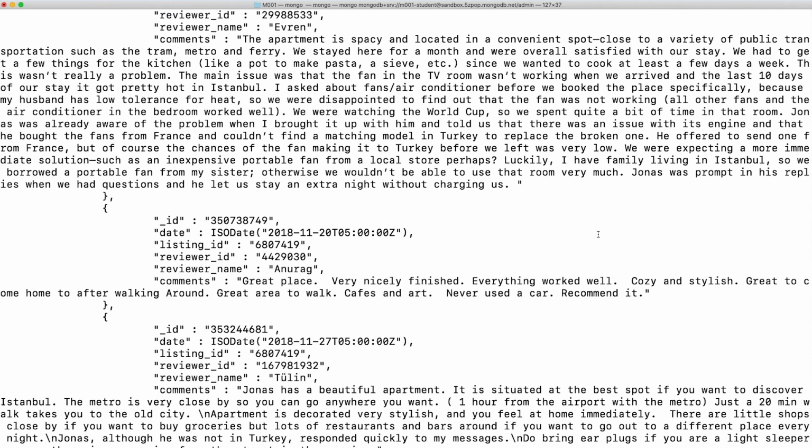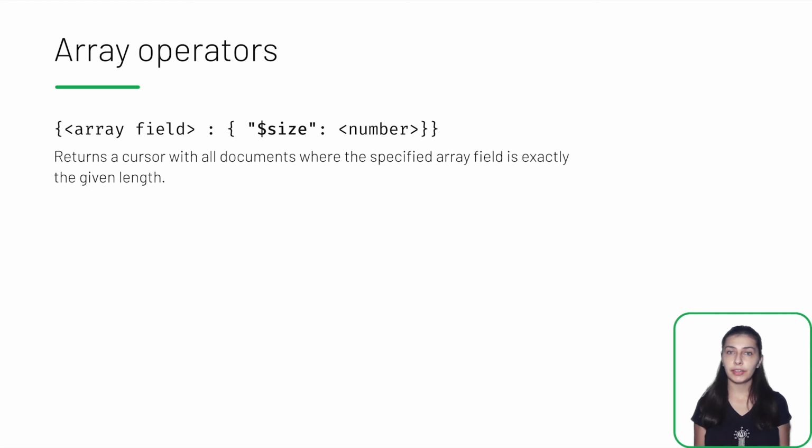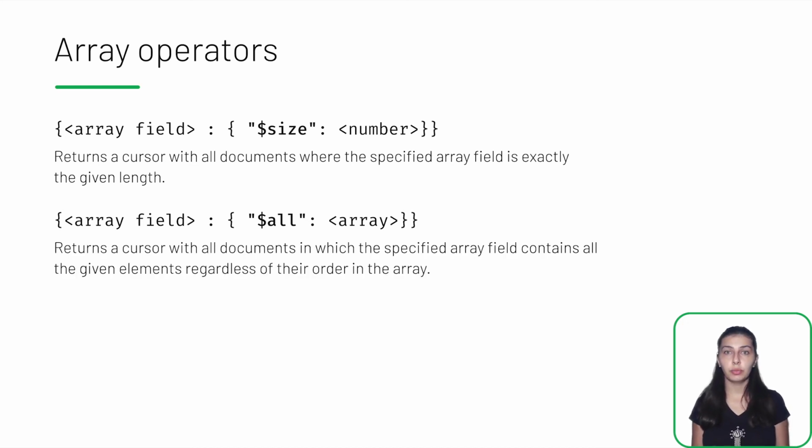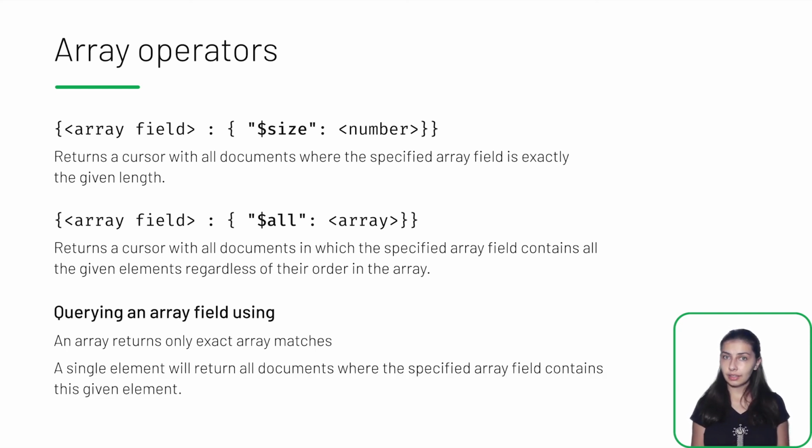For now, let's summarize what we learned about querying arrays in MongoDB. The size array operator will return all documents where the specified array field is exactly the given length. The all array operator will return a cursor with all documents in which the specified array field contains all the given elements regardless of their order in the array. When querying an array field with an array match, MongoDB will look for an exact array match unless specified otherwise. When querying an array field with a single element, MongoDB will return all documents where the specified array field contains this given element.